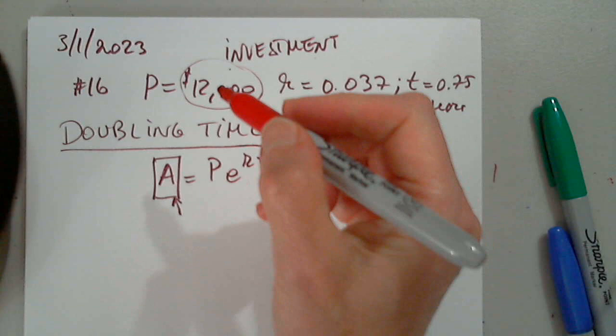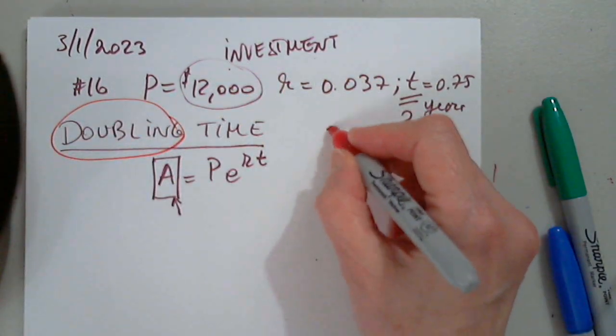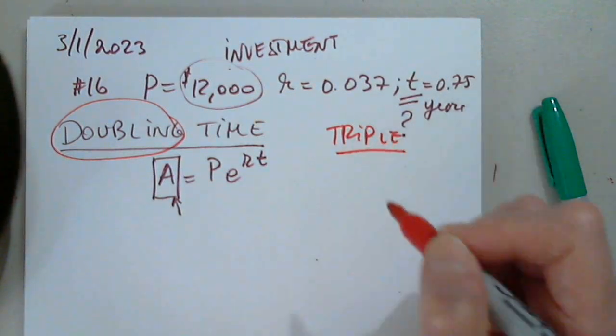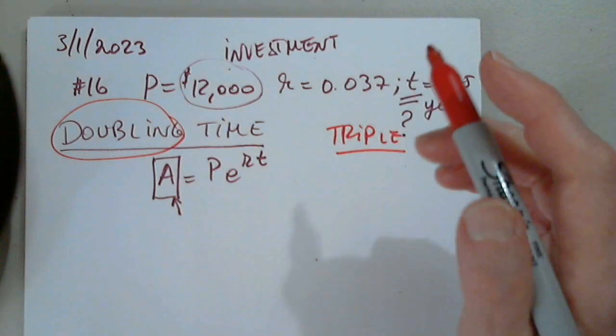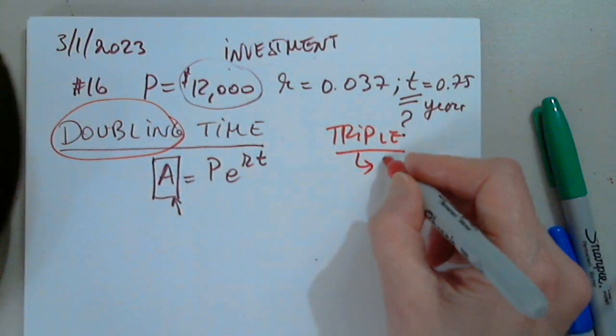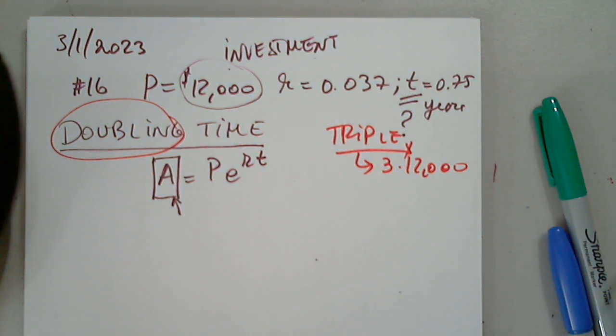24,000. 24,000. So this multiplied by 2 because it says doubling. What if I say triple? For triple, if we don't do doubling, well, of course we're going to finish it, but what if, yes, it will be 3 times 12,000, which is 36,000. Exactly, that's what doubling time means.